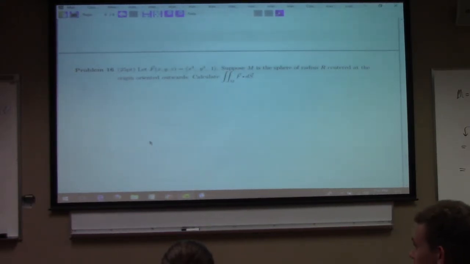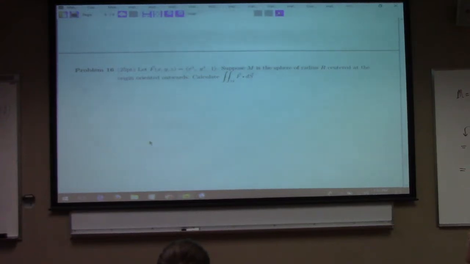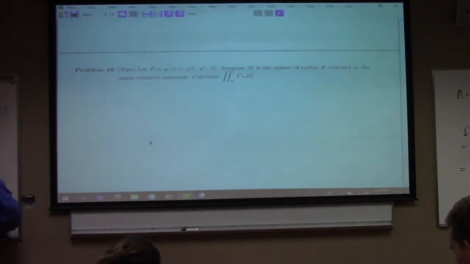Sphere is a what? It's a closed surface, right? It's the boundary of the ball, radius r, right? So this says to me, use the divergence theorem, right? So the divergence of F here is 3x squared plus 3y squared. So I would just have to integrate that over a sphere. Yeah? Might be good for us to do that, though. Let's do it.